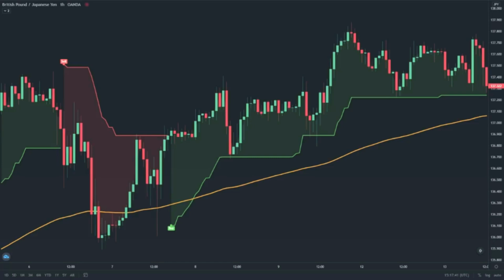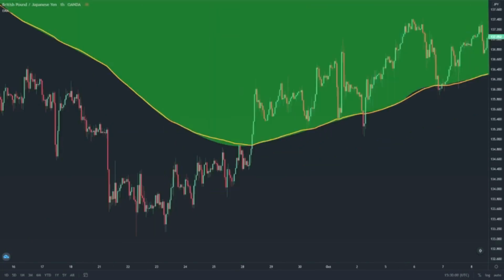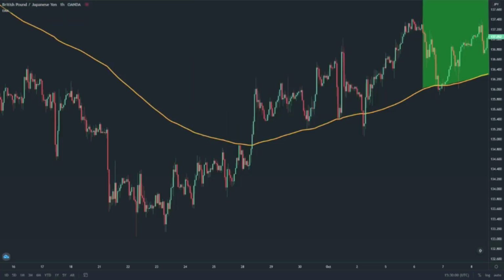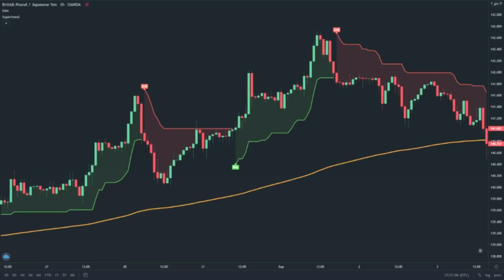And the way you combine the 200 EMA with other indicators is very simple. If the price is above the 200 EMA, you only take buy positions. And if the price is below the 200 EMA, you only take sell positions. So let me give an example. If an indicator, in this case the super trend, gave a buy signal while the price is above the 200 EMA, you take a buy position.